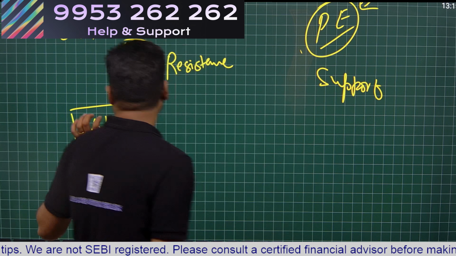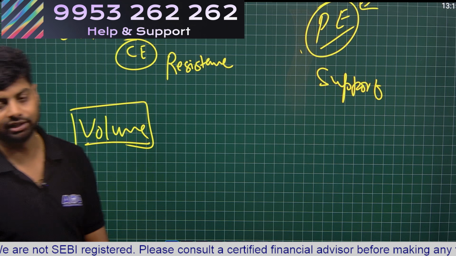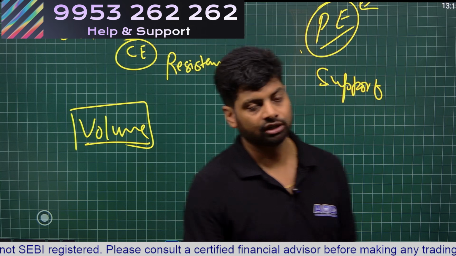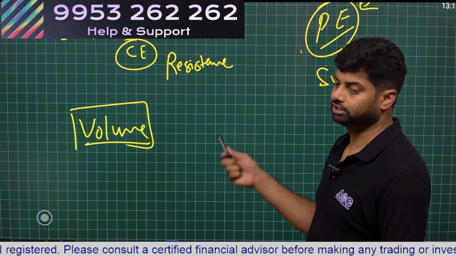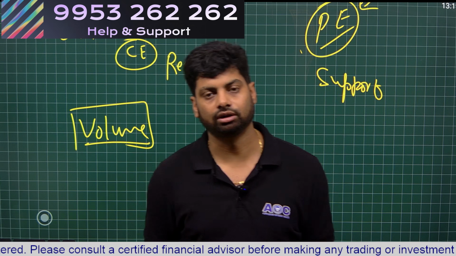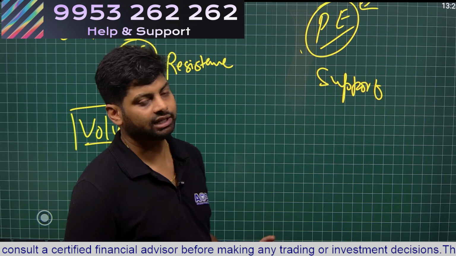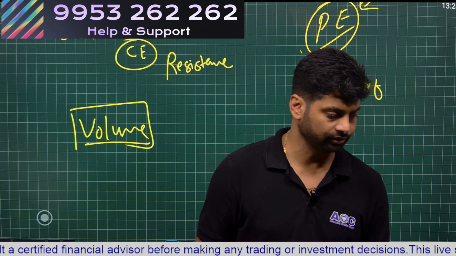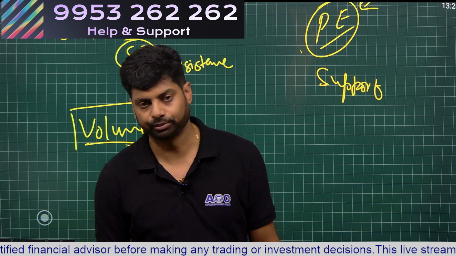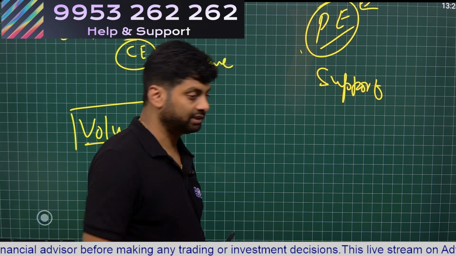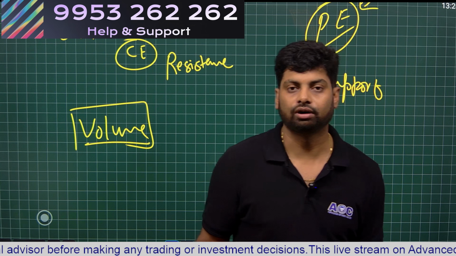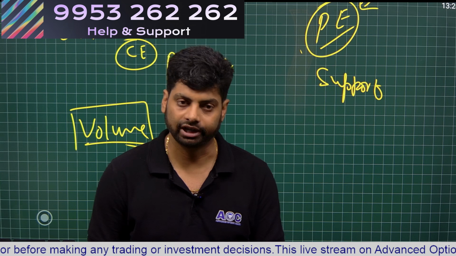Now let's look at how volume can act as a support and resistance in terms of call and put options. If a particular strike price has a lot of volume on the call side, that will act as a resistance. On the put side, if there is a lot of volume, it will act as a support. Why will that happen? Because the market does not want the masses to get profit.